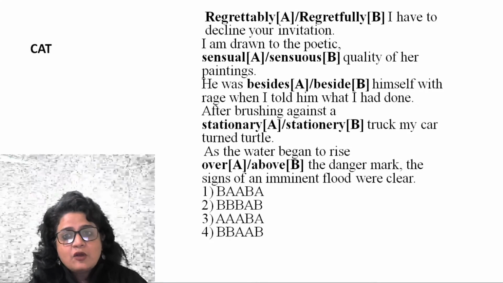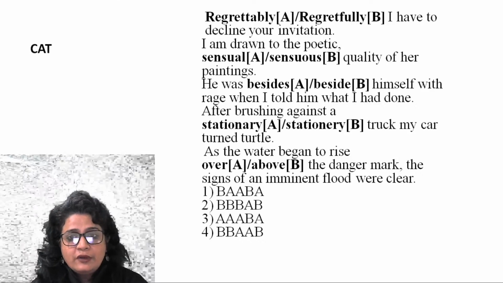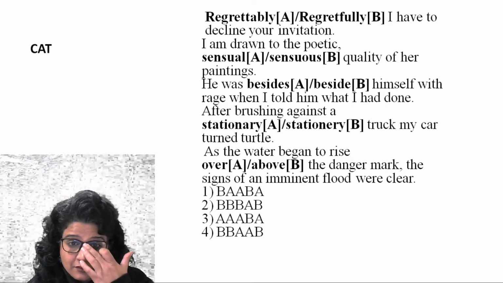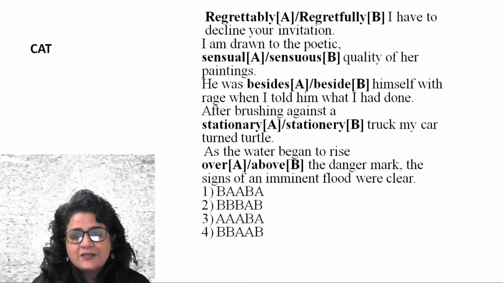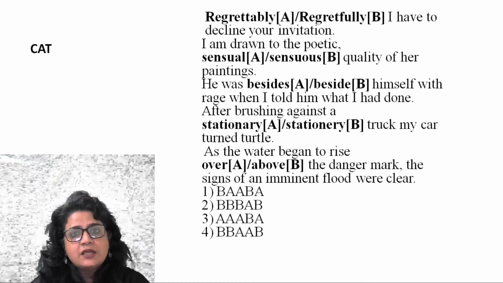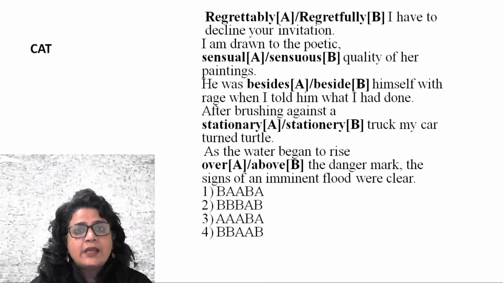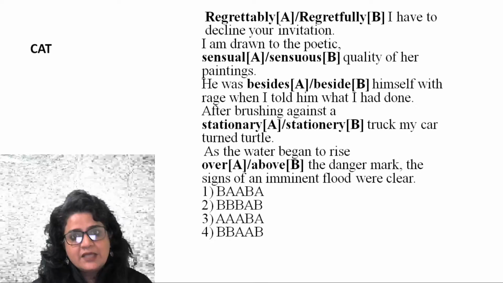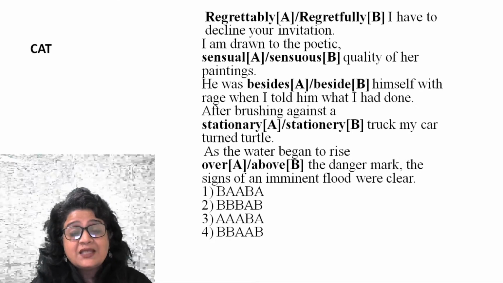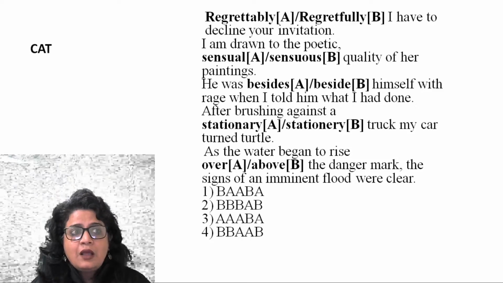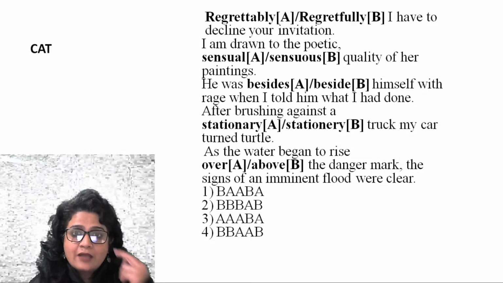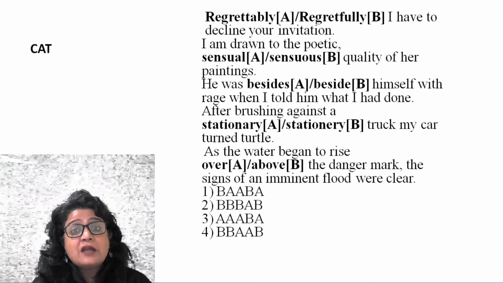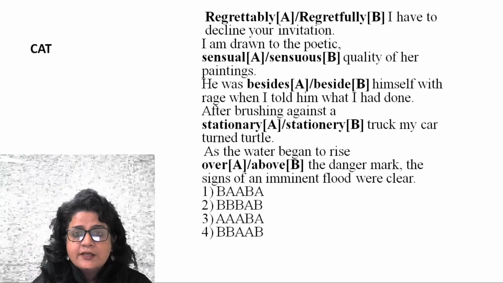He was beside himself with rage when I told him what I had done, right? So that's the sentence. So besides and beside, I hope the distinction is clear. Beside is, he sits beside me in the class. That means next to, adjacent to me. Besides is apart from, right? So apart from CAT or besides CAT, which other exams have you planned to take this year, right? So besides CAT, apart from, that's the difference.